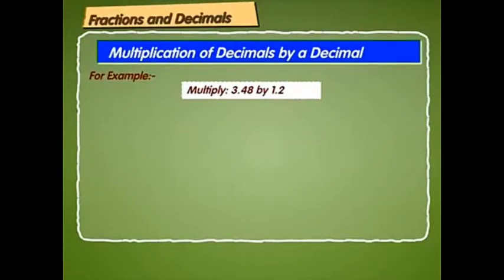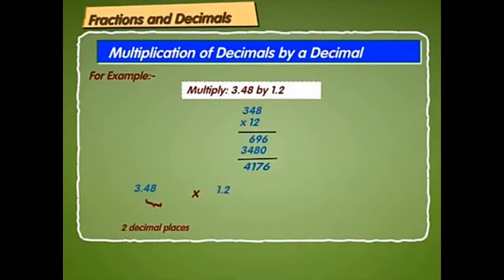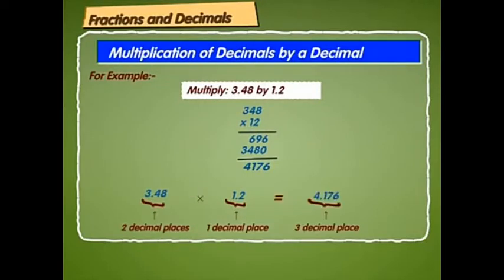Multiply 3.48 by 1.2. First we multiply 348 by 12 just like whole numbers. Now 3.48 has 2 decimal places and 1.2 has 1 decimal place. So, we put the decimal point after 3 decimal places from the right in the number 4176. Getting 3.48 into 1.2 is equal to 4.176.